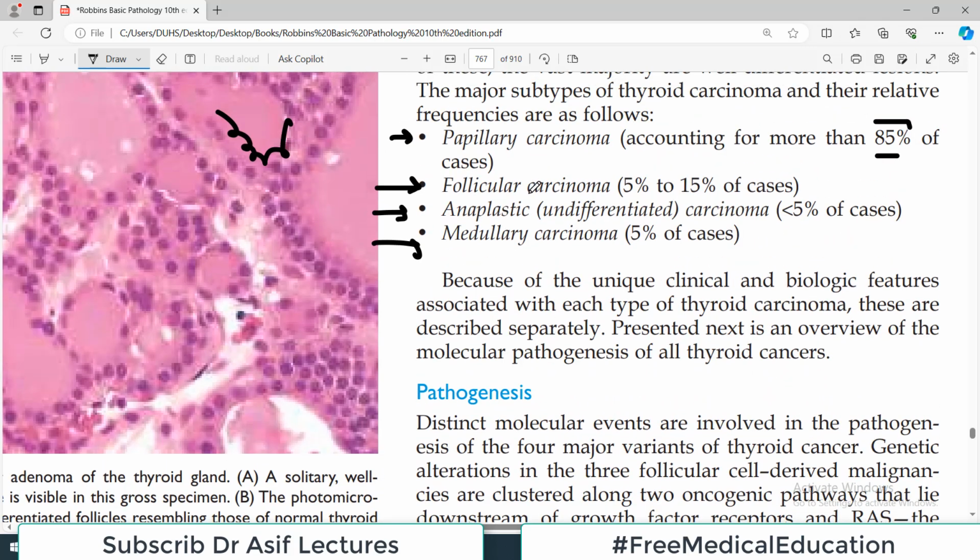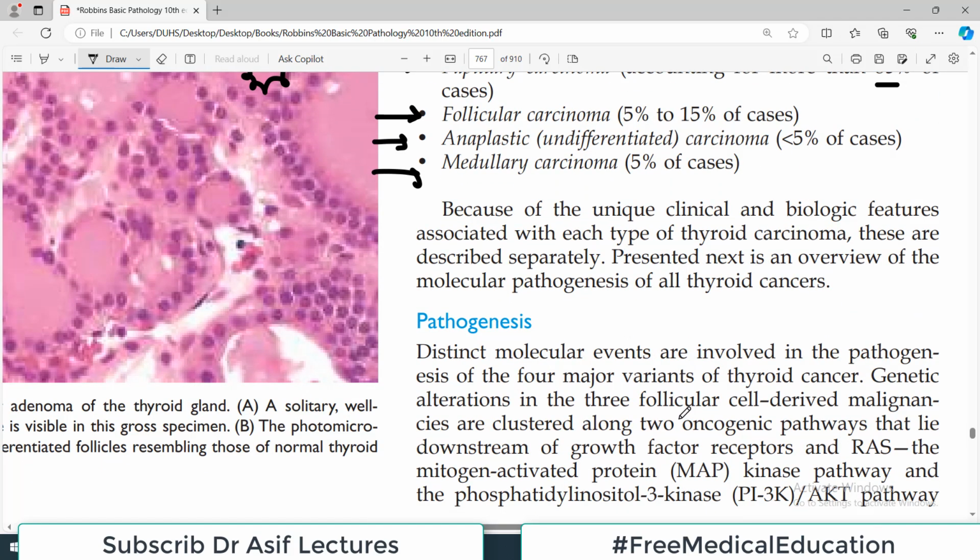You have to remember these four names, because in thyroid cancer, if you don't remember these names, then what else will you remember? Because of the unique clinical and biological features associated with each one of them, they are described separately. So in the video today, we will focus on each one of them, and each has some characteristic feature, which we will discuss. Right now, what we are talking about is the generalized pathogenesis of all these cancers.